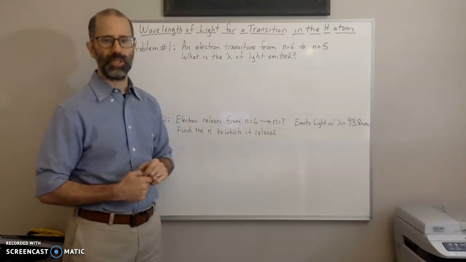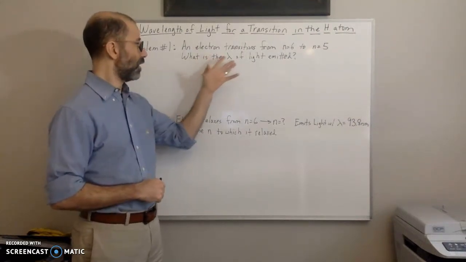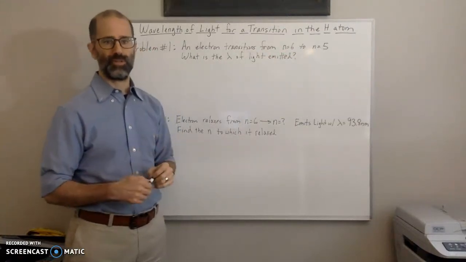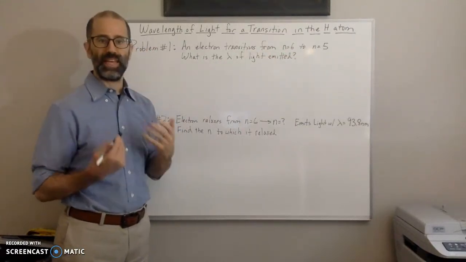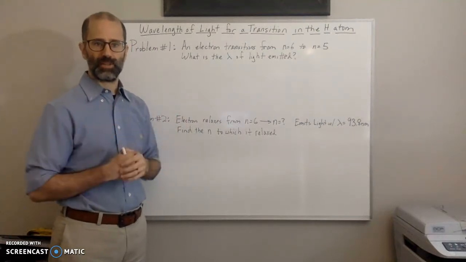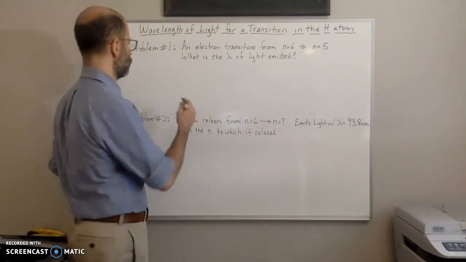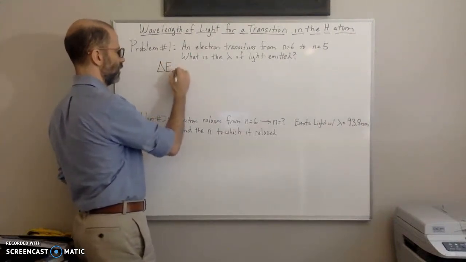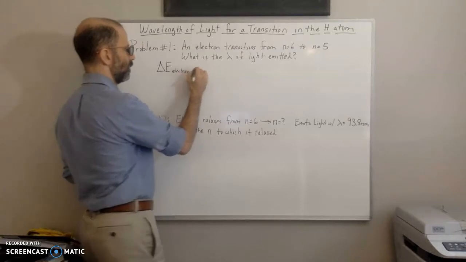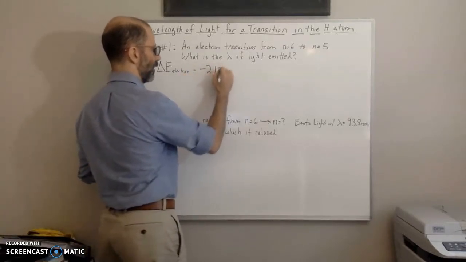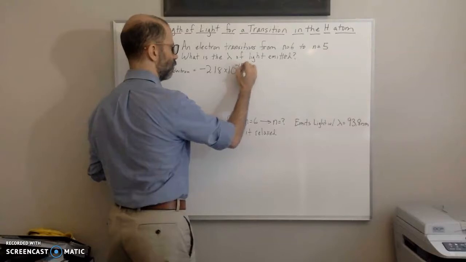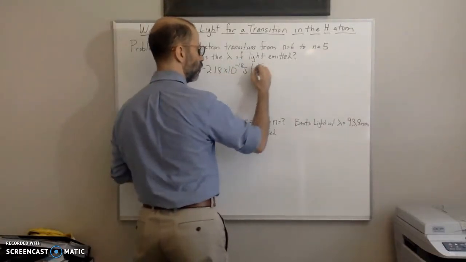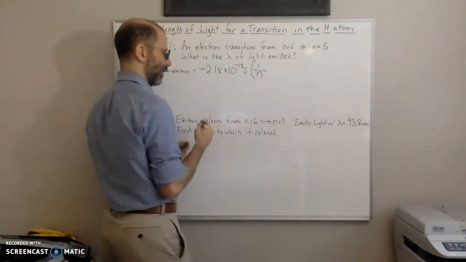The first thing you want to do is calculate the energy lost by the electron in this transition, so the change in energy of the electron. Or in another way of putting it, of the atom itself, because the electron is part of the atom. So that delta E, the change in energy of the electron, is going to be equal to negative 2.18 times 10 to the negative 18 joules, and that's going to be multiplied by 1 over n squared.